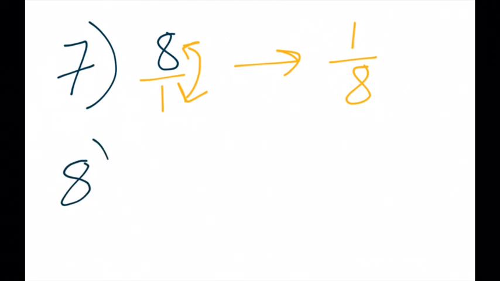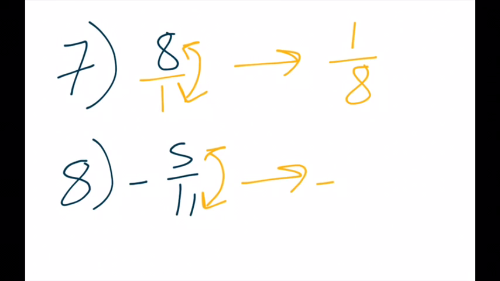For number 8, we have negative 5/11. So to find the reciprocal, I just switch the numerator and denominator. So my reciprocal is negative 11/5.